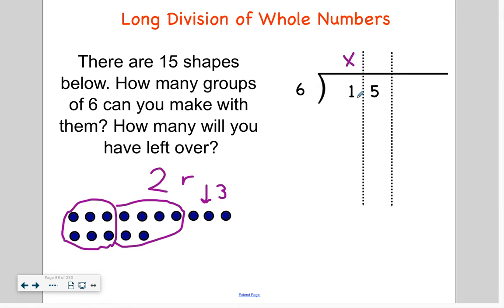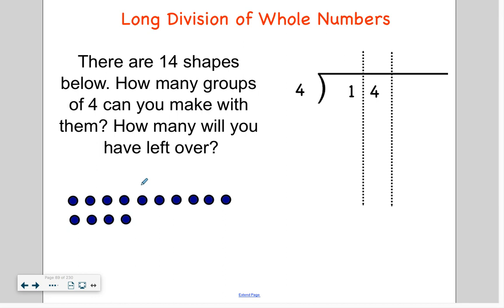So now 6 goes into 15 how many times without going over? It goes in 2 times. 2 times 6 is 12. 15 minus 12 is 3. And there's no other numbers to bring down. So the way we write our answer is 2, remainder 3. So it matches our picture because we had 2 equal groups with 3 left over, and our answer, our quotient, is 2 with a remainder of 3.